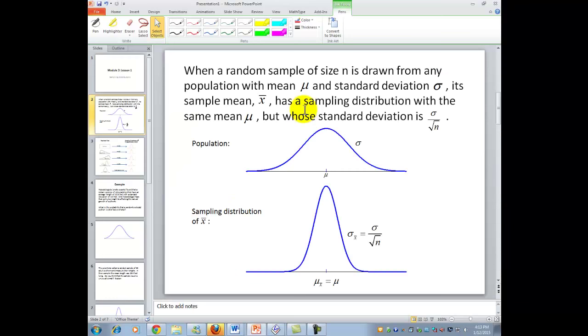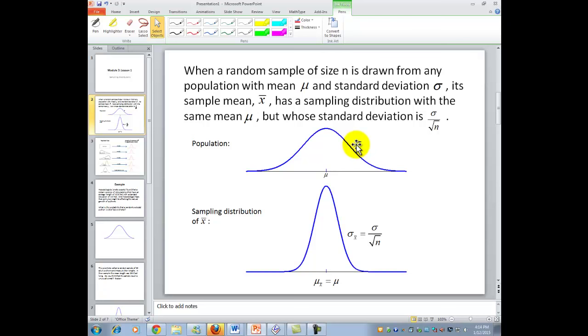Here is something in statistics that we call the central limit theorem. And it tells us that when a random sample of size n is drawn from a population with a mean mu and a standard deviation sigma, now these are just our population symbols for mean and standard deviation, its sample mean, x bar, has a sampling distribution with the same mean, but whose standard deviation is sigma divided by the square root of n. So this is the population you started with, and I just chose a normal one to illustrate this. Mean, standard deviation.